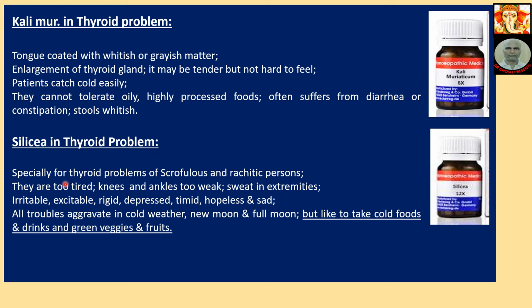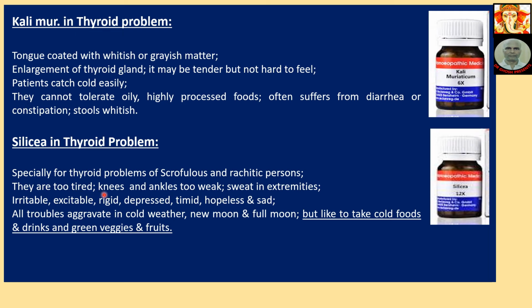Silicea in thyroid problem, especially for thyroid problems of scrofulous and rachitic persons. Scrofulous means who has got inherited tuberculosis. Rachitic means there is calcium deposition, and calcium assimilation or vitamin D assimilation is disturbed.